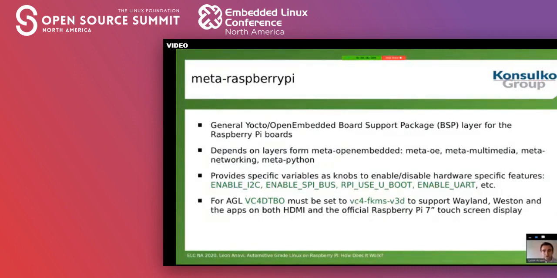Another very important thing is the variable that sets the type of KMS that should be used in AGL to support Wayland and Weston and the demo applications that you've seen on the screenshots on both the HDMI monitor and the official Raspberry Pi 7-inch touchscreen display. Last autumn, in October and November, we had some difficulties to figure out why the official Raspberry Pi 7-inch touchscreen display isn't properly working in AGL on certain Raspberry Pi models, and it appears that at that time we were using KMS instead of firmware KMS. So the solution was to switch this variable to the value that you see here, which basically means using the firmware KMS.